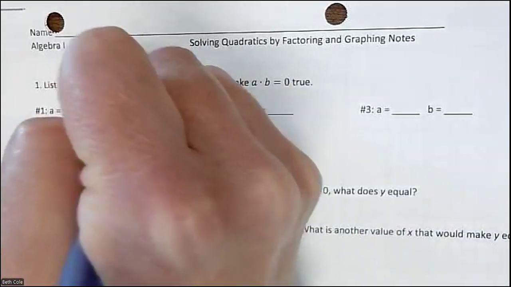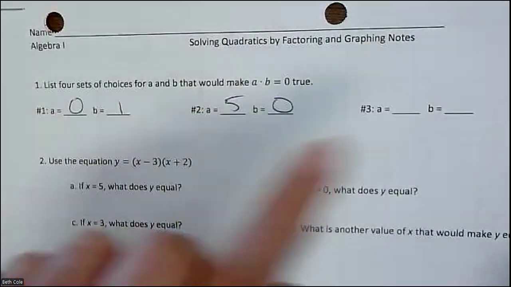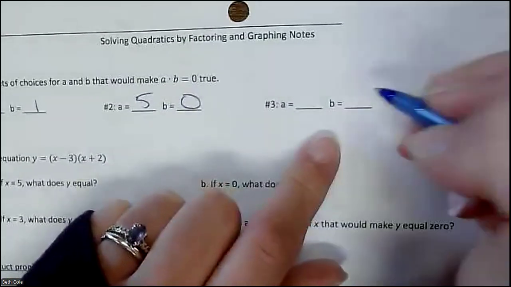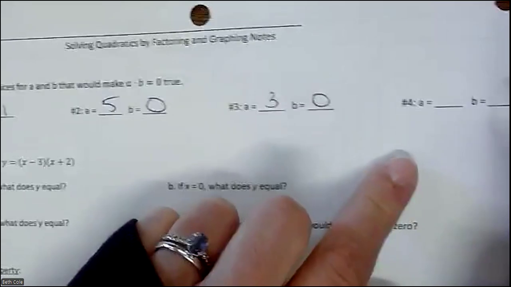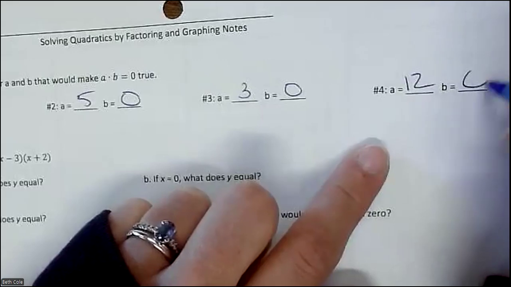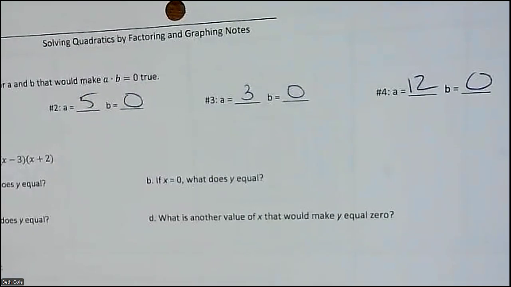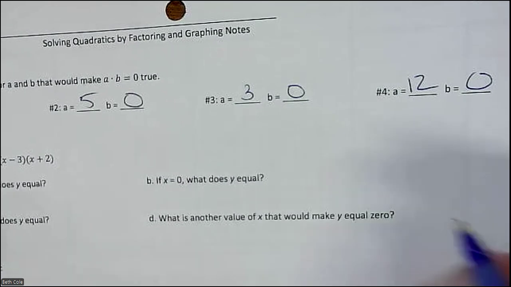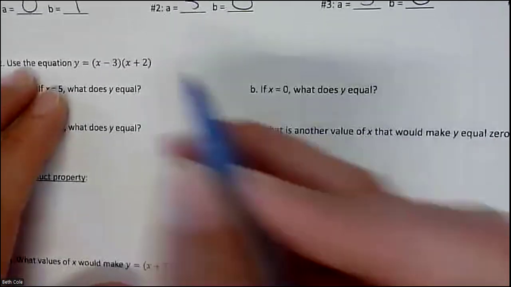0 and 1. Okay, 5 and 0 is another option. What else have we got? 3 and 0. I'm just looking for one more. 12 and 0. So what do you notice? 0 and 0. But one of them has to be 0 if you want to multiply and end up with 0. It seems like you guys all knew that from instinct, so that's good.